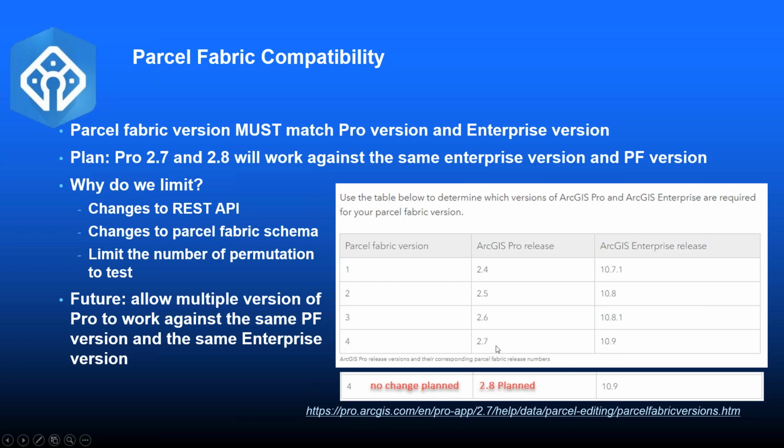So for 2.7, what we plan now is that 2.7 and 2.8, which will come around the user conference in June, will both use the 10.9 Enterprise version of the server, and maybe 2.9 as well, we'll see. But for this next release, 2.8, we think that it's going to use the same Parcel Fabric version, so no schema changes on the Parcel Fabric, as well as no changes to the Enterprise. And we'll continue to extend that as we stabilize and add less new functionality and fewer schema changes.